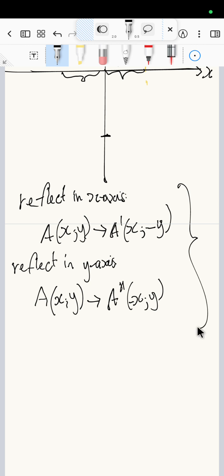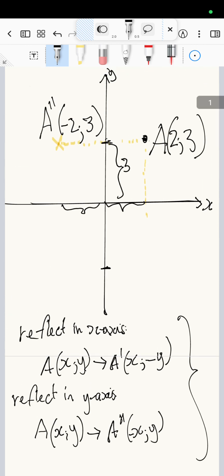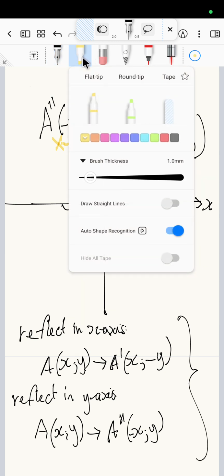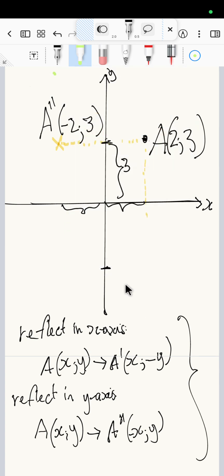Right, so we're going to stop for these two. Those aren't the only reflections you could do, right? Let me just add this over here. This is going to come into play more later on. Let's put this in green. I could also reflect in the line y equals x, where that line is my mirror.